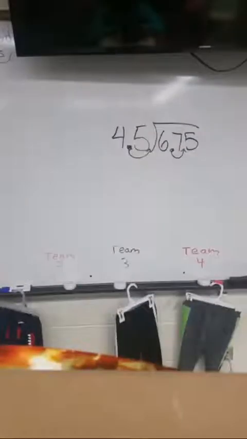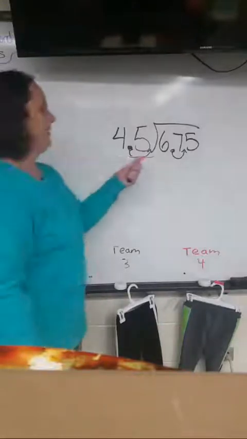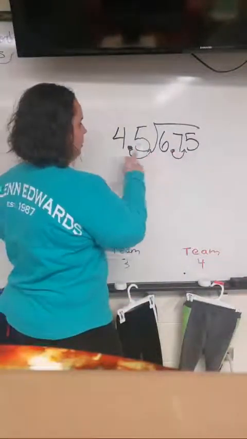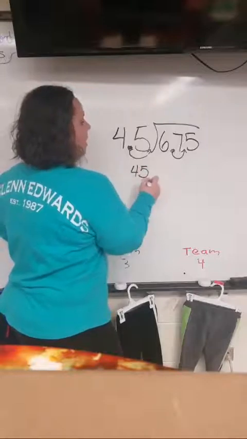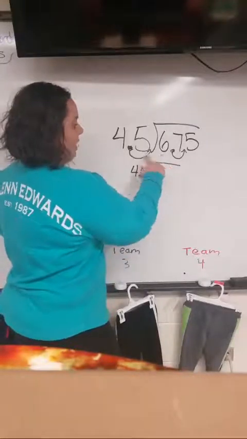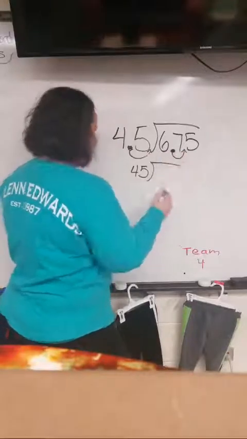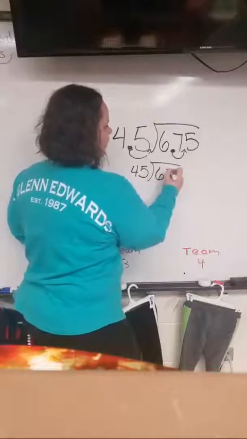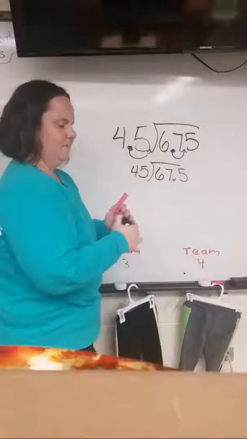Oh no, we're back. I hope you guys didn't give up on me. Okay. Whatever we do to the outside, we have to do to the inside. So we slid to make this a whole number. So now our outside is technically 45. And then what we did out here, we have to do in here. So instead of our decimal point in here, we're gonna slide it 1 spot to the right. So we're gonna have now 67.5. Does that make sense? We're gonna start over.